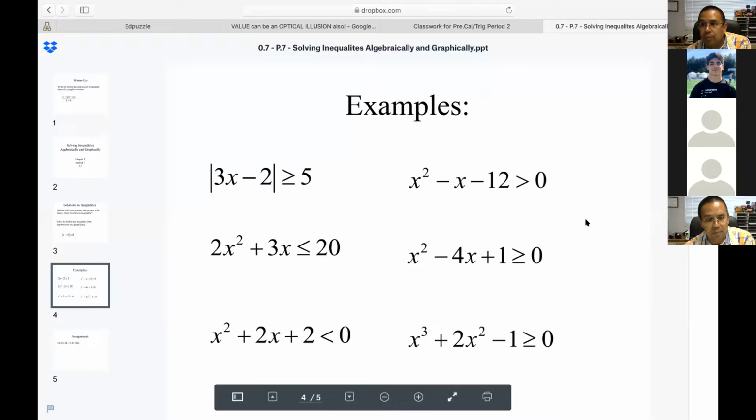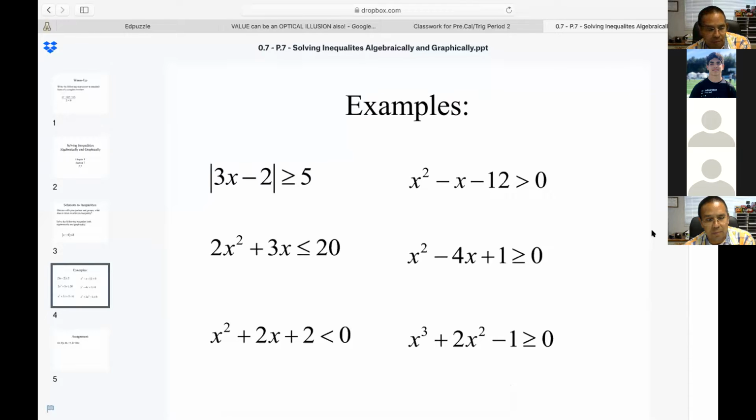Sammy the Seal, I asked. Oh, Mr. Garcia. So when we graph the x cubed plus 2x squared minus 1, and then y is equal to 0, we get like this, I think it's called a parabola. I don't know, but it has 3 x's. How do we write that?